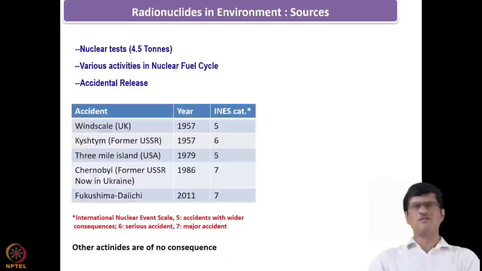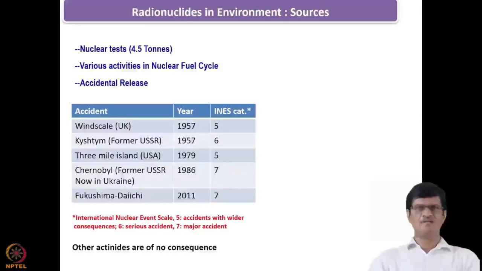Other factors which are sources of radionuclides in the environment are nuclear tests. Due to nuclear tests, nearly 4.5 tons of plutonium have been released into the environment. Various activities in the nuclear fuel cycle, like reprocessing and waste management, can also contribute to the presence of plutonium and other heavier actinides like neptunium in the environment. There can also be accidental release.